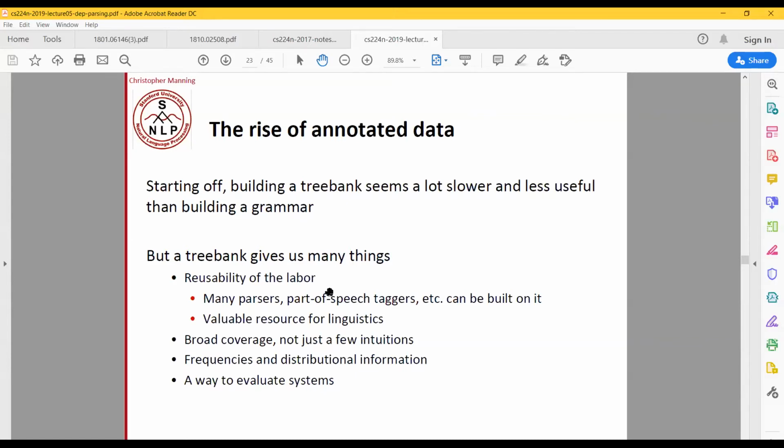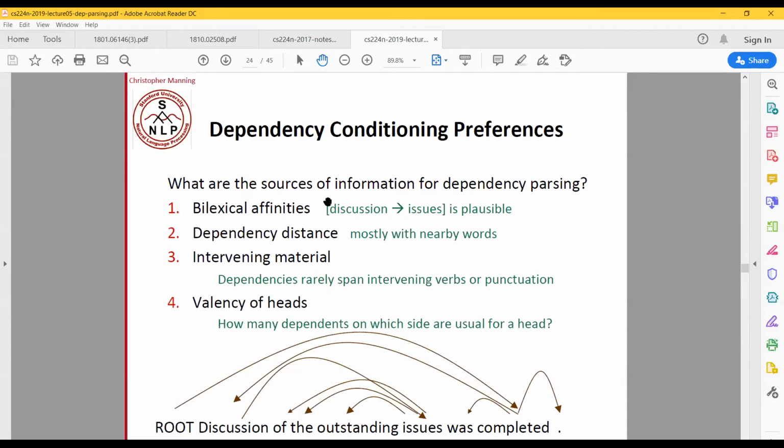So yeah. Let's see: dependency, bilexical affinities, sources of information, dependency distance, intervening material, valency of heads, how many dependents on which side are useful. Discussion of the outstanding issues was completed. So, discussion.